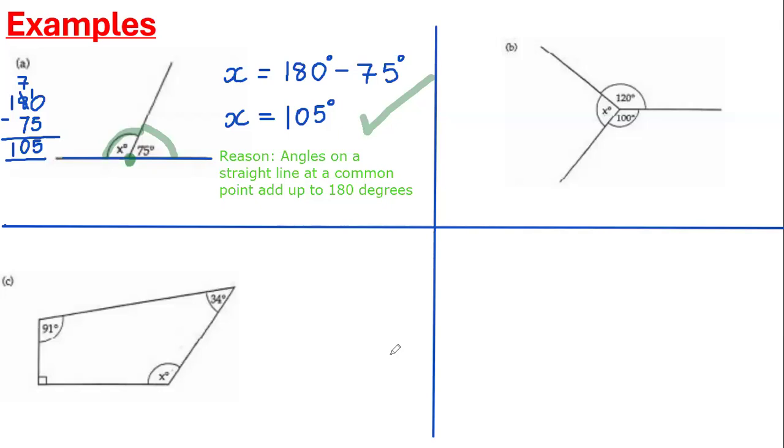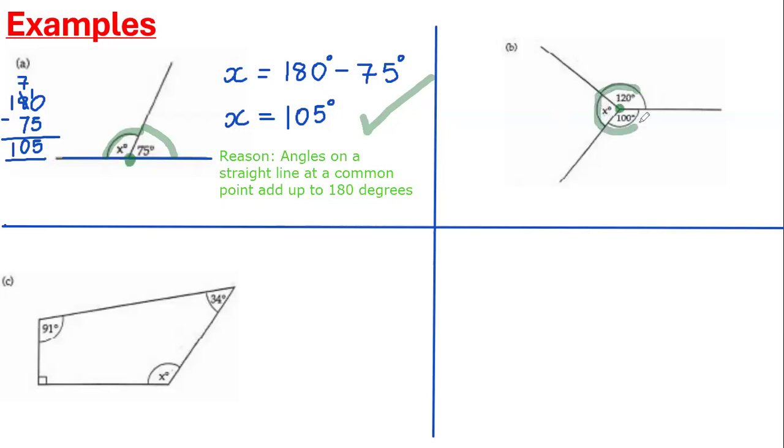Why? Because angles on a common point equal 360 degrees. Angles around a point is 360 degrees. So this is the point right there, and we have the angles around this point.